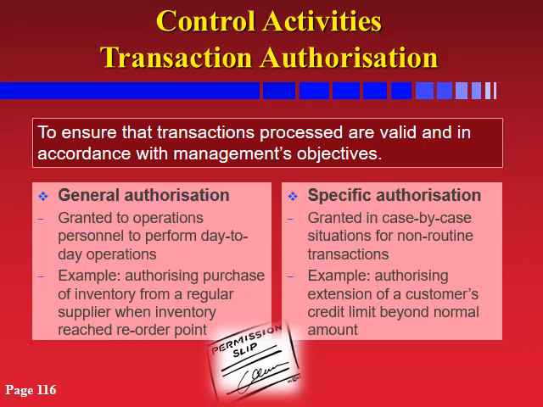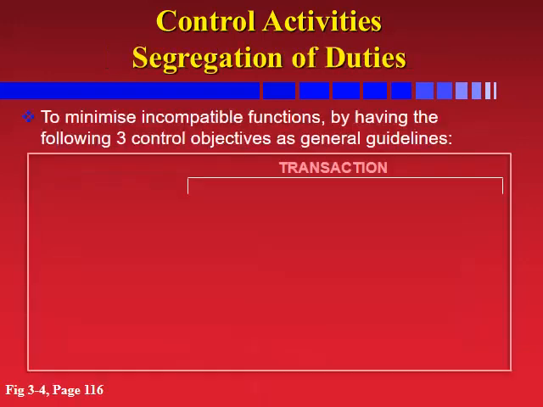In a computer-based AIS, the above transaction may trigger a message to the credit manager for special authorization. Segregation of duties aims to minimize incompatible functions so as to reduce opportunities for any person to be in a position to perpetrate and conceal errors or irregularities in the normal course of his duties. This is done by having the following 3 control objectives as general guidelines.